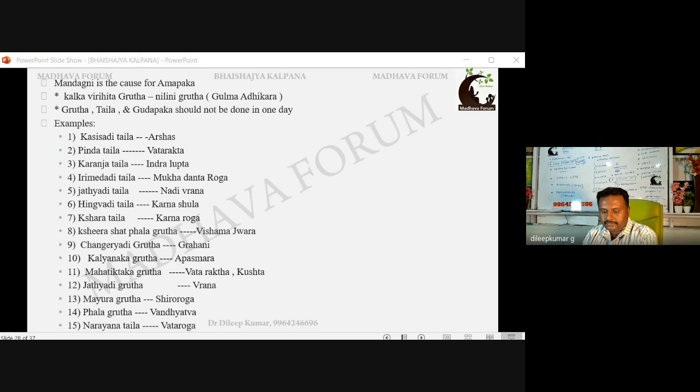Pittahara action, Sitaphala Churna. Rasayana action, Sitaphala Churna. Deepana, Pachana, Anulomana action, Talisadi Churna. So in case of dry cough, Sitaphala Churna; in case of wet cough, Talisadi Churna. Pitta Pradhana, Sitaphala Churna; Kapha Pradhana, Talisadi Churna.